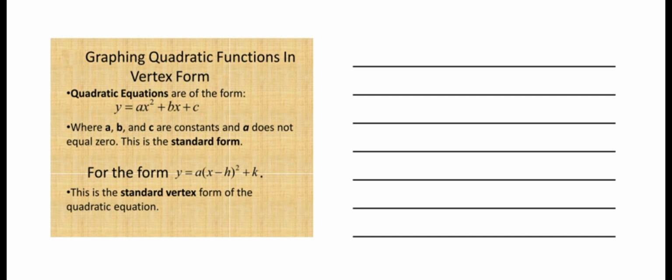Let's realize that we also have the form y equals a times parentheses x minus h, parentheses squared, plus k. This is what we call the vertex form of the quadratic equation. Essentially, h is one of the coordinate values for the vertex, and k is the second coordinate value. So h comma k makes the full vertex point.